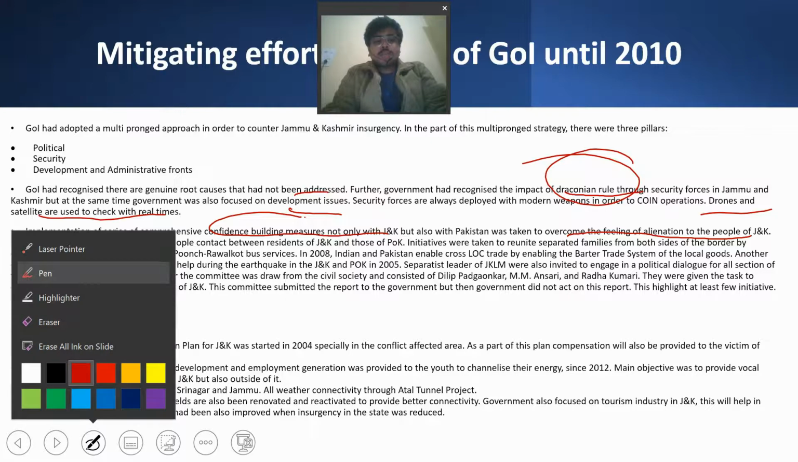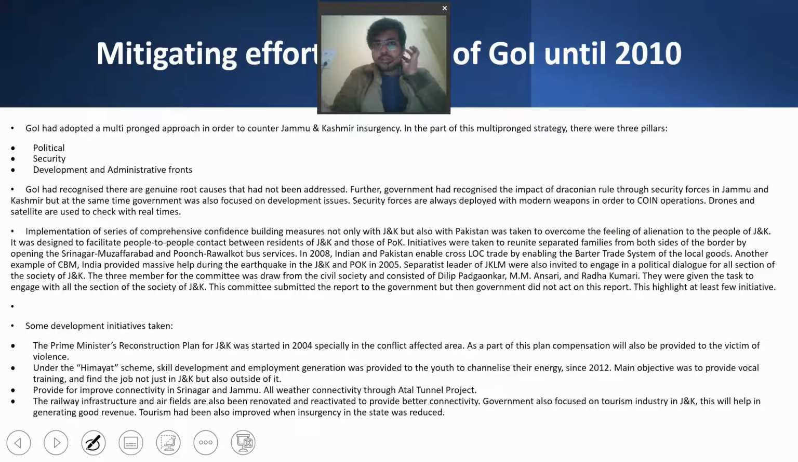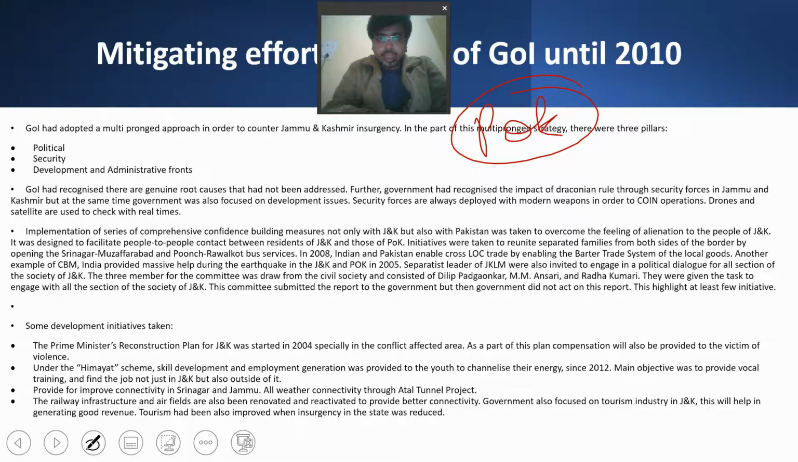So from the Pakistan side also, India was trying to make some good relations, but they failed. It was designated to facilitate people to people contact between residents of Jammu and Kashmir and those of Pakistan occupied Kashmir. So India was giving its news through the news channels, so that the Pakistan occupied Kashmir people should also watch all those things, and they will also feel that yes, if we come with India, we will be in good condition. So India was also playing that kind of development card so that the people's mindset will change in favor of India.